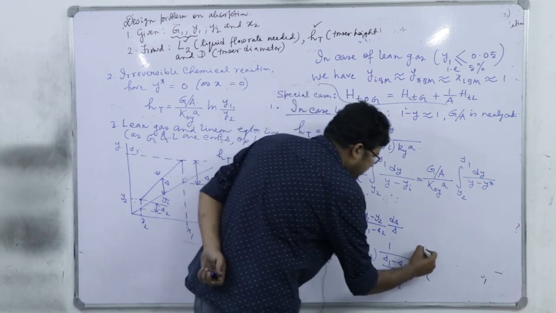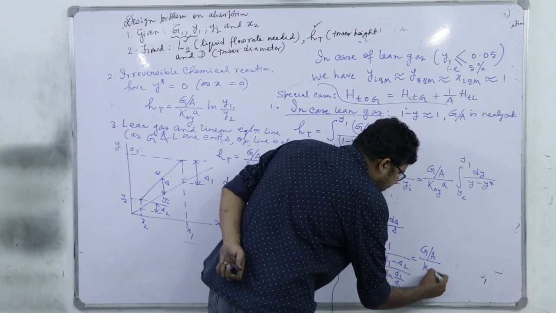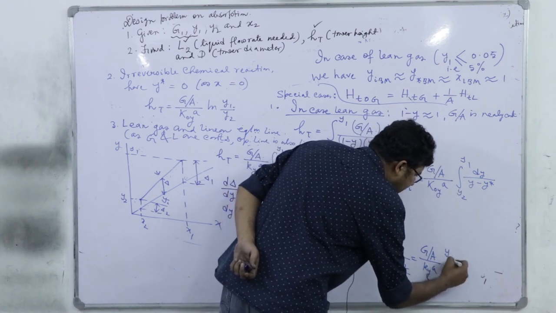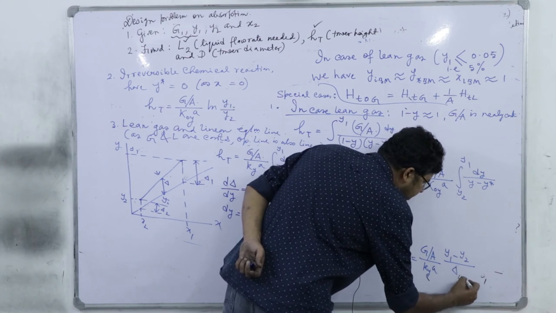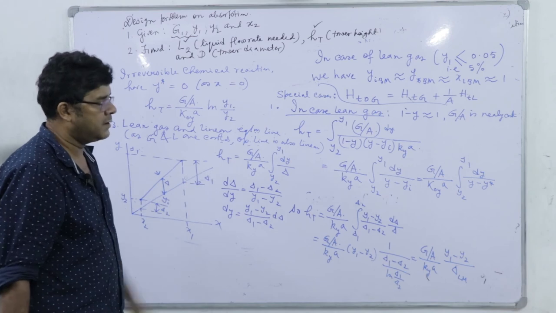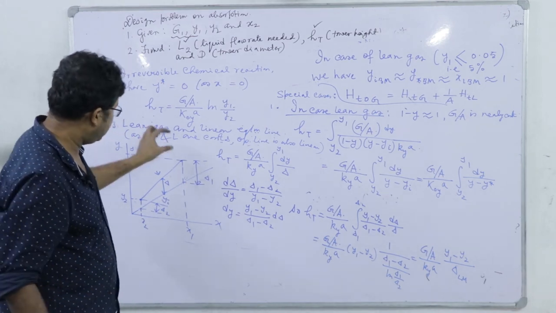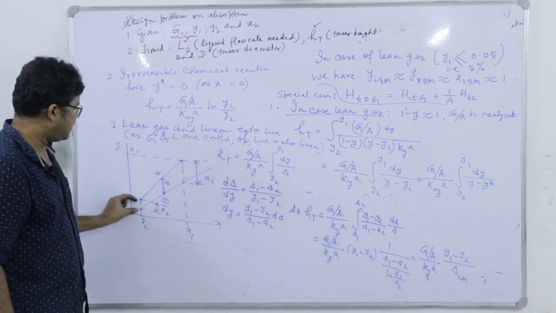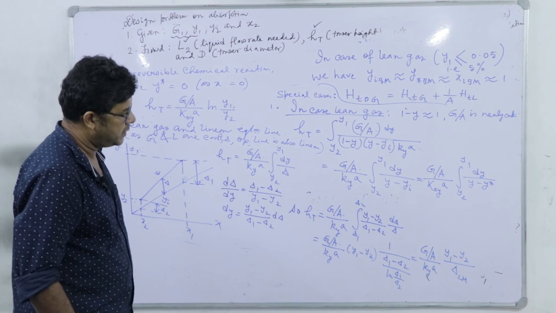So further we can write that G by A Kya into y1 minus y2 divided by delta log mean, right. Logarithmic mean of the driving force will be the actual mean if the operating and equilibrium lines are linear, right.